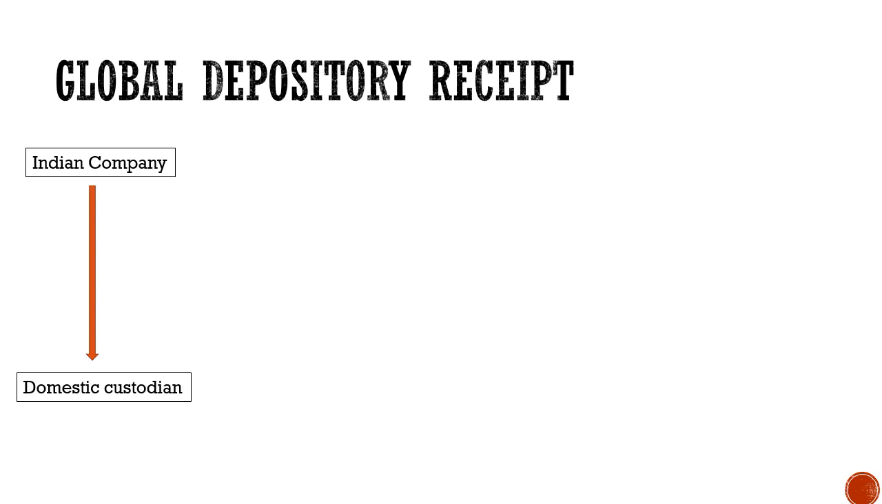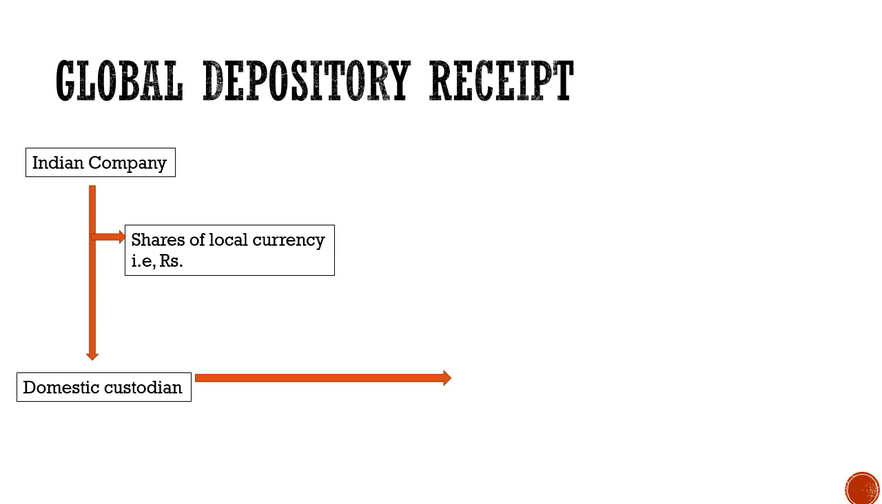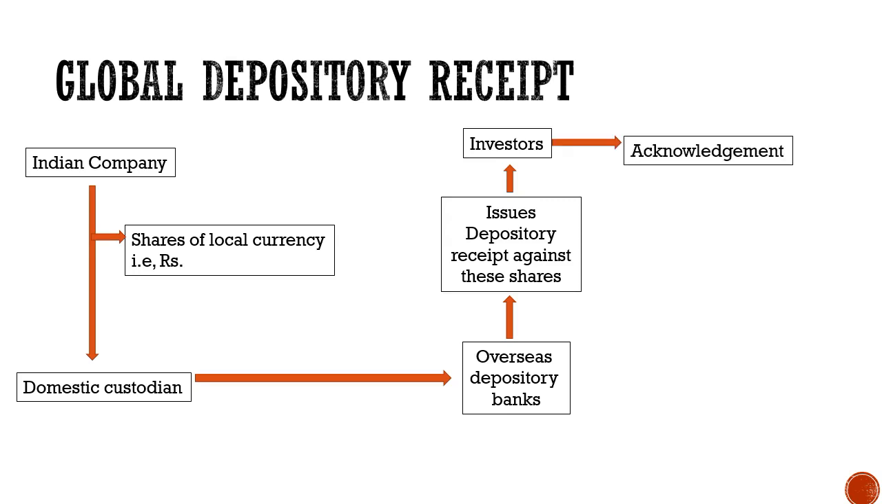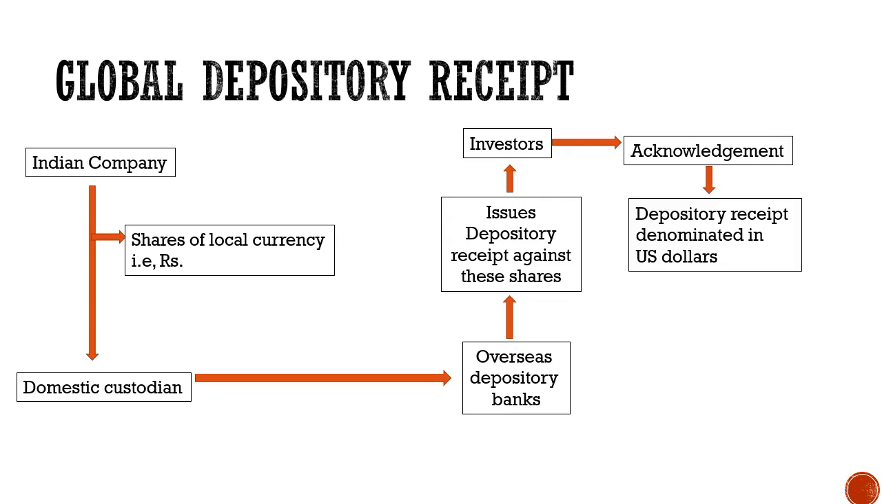So it contacts a domestic custodian which holds all the shares in local currency, that is, in rupees. This domestic custodian will contact the counterparty, that is the overseas depository bank. Now this overseas depository bank will issue a depository receipt against the shares, as we have already discussed earlier. The overseas depository bank now informs the investors that those local shares of the Indian company have been credited to their account in the overseas depository bank. The investors are also given an acknowledgement about those shares held by them, and along with that they'll be given a receipt. The depository receipt will be denominated in US dollars, as we have taken an example of the US.